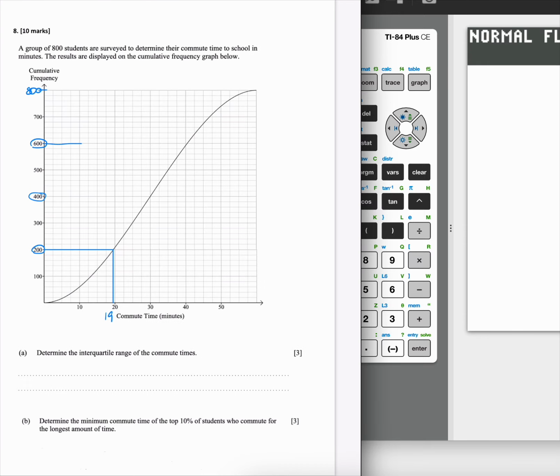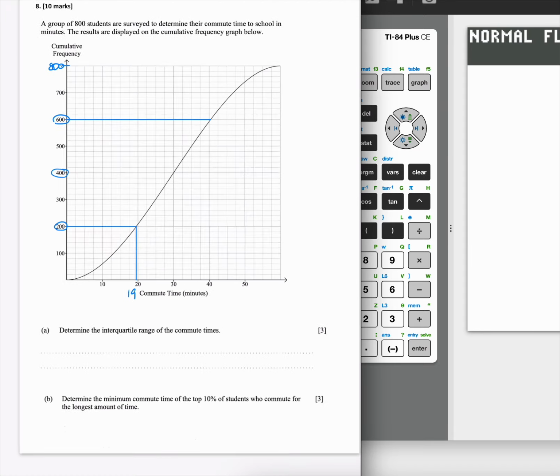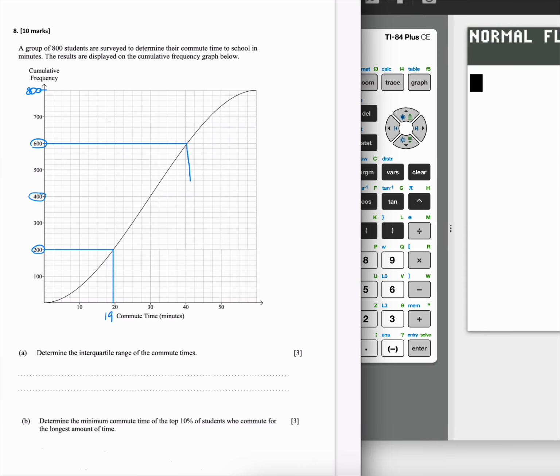And then for 600, again, we're going to go across. And you can see there, it's actually just past the value of 40. Okay, so whilst there's a little bit of leeway in there, we do want to make sure that we're not just conforming to the whole values if it's not necessarily one. So if, like on this one, it's deliberately bigger than or less than, then you need to make sure that your numbers reflect that as well. So we've got 19 and 41. So the interquartile range is going to be the upper quartile, subtract the lower quartile, which is giving you 22.